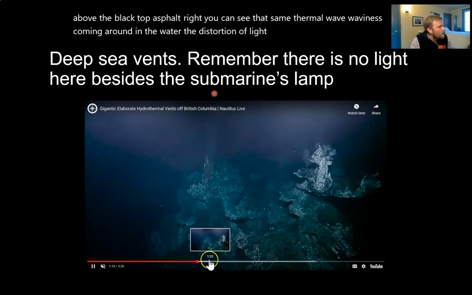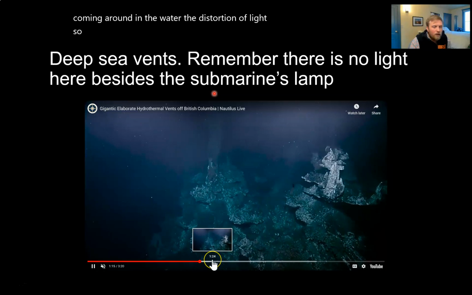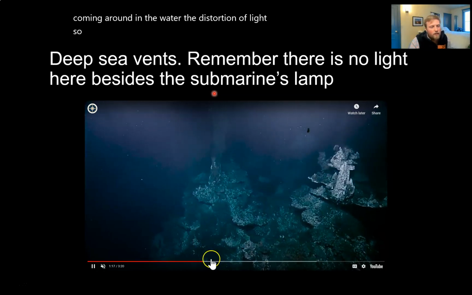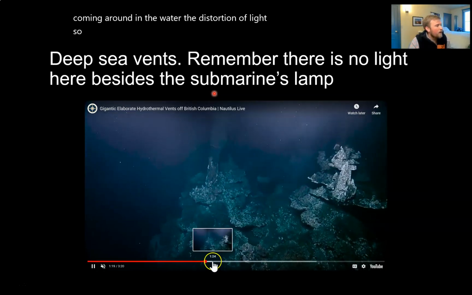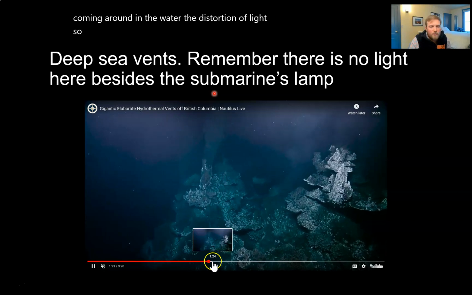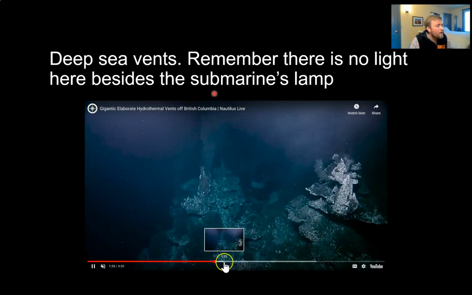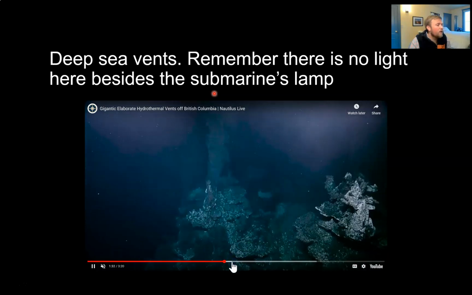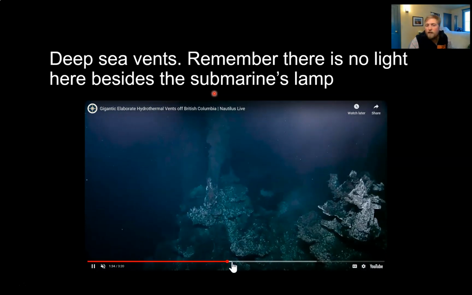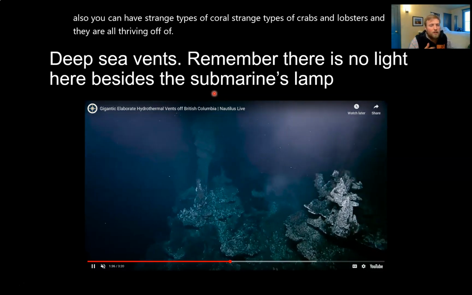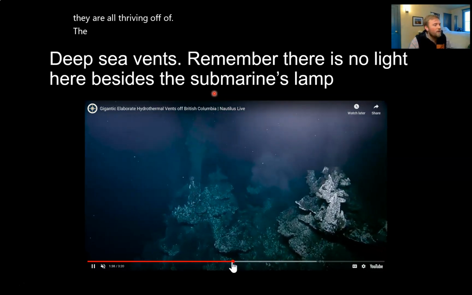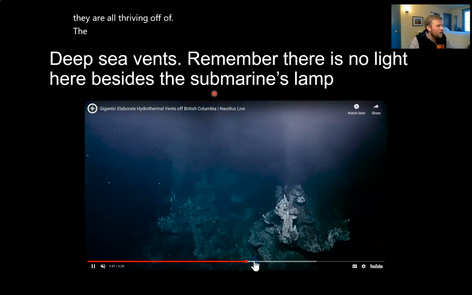So these places, you know, they're often crawling with really bizarre animals like tube worms, and also you can have strange types of coral, strange types of crabs and lobsters, and they are all thriving off of the emission of heat and chemicals out of these vents. So they're pretty special places.